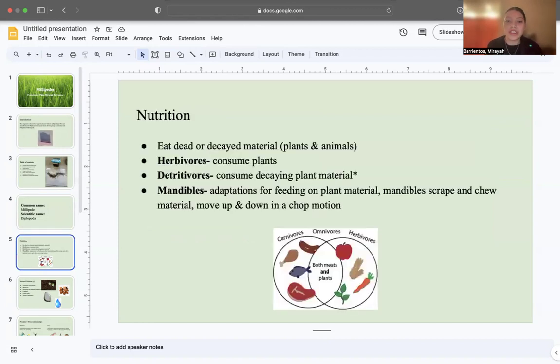And then the nutrition, basically, they eat dead or decayed material like plants and animals, but usually they're herbivores that consume plants or detritivores that consume dead plant material. And they have mandibles, which is also an adaptation for feeding on plant material. The mandibles basically scrape and chew on the material since they eat dead stuff, and they move up and down in a chopping motion. So you can see that the herbivores eat plant stuff, but usually millipedes eat dead plant stuff.